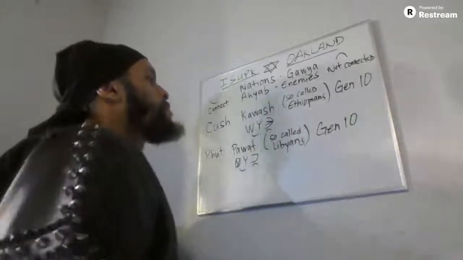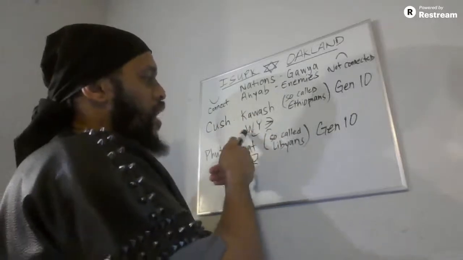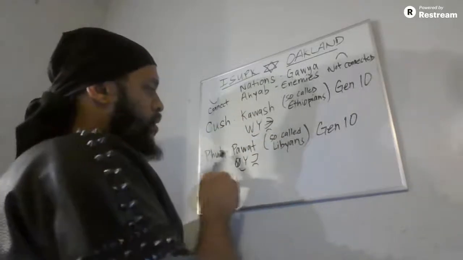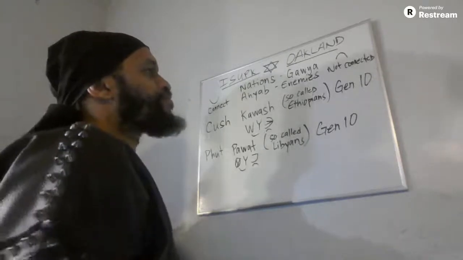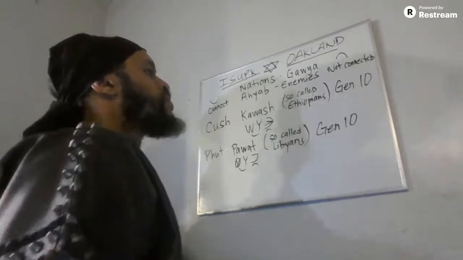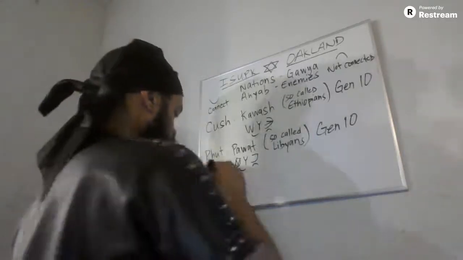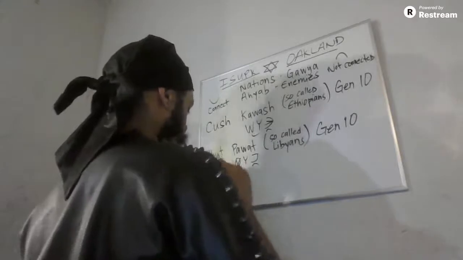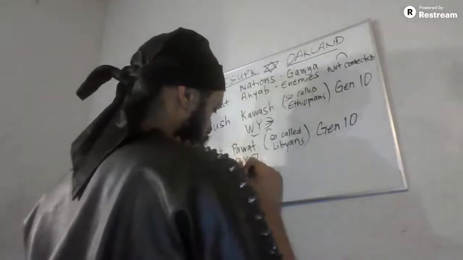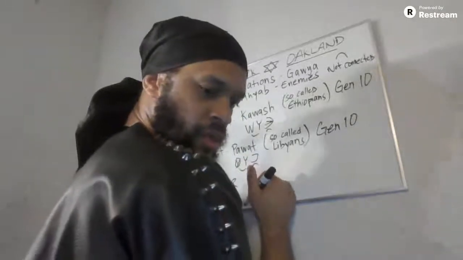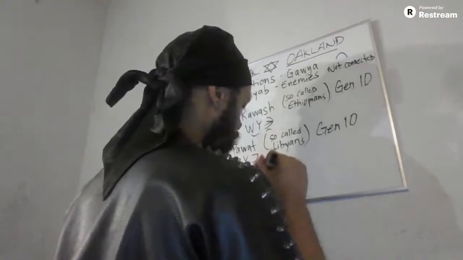What? Kush, Kawash, Pawat. Next. You got Gomer. Gamar.